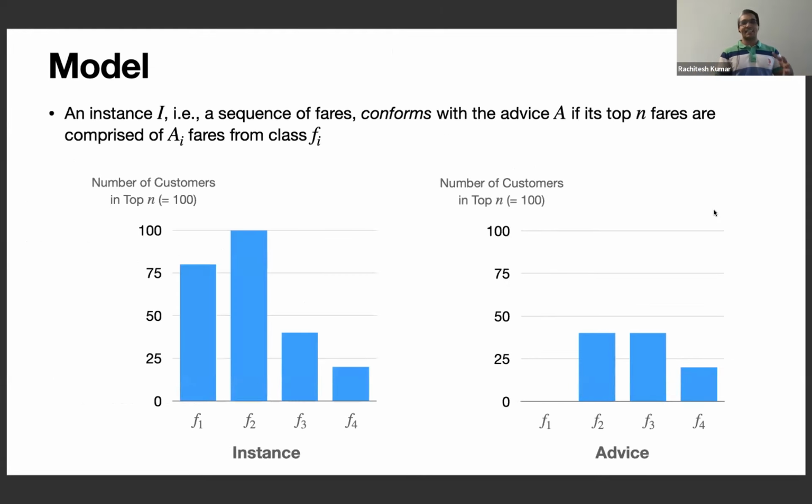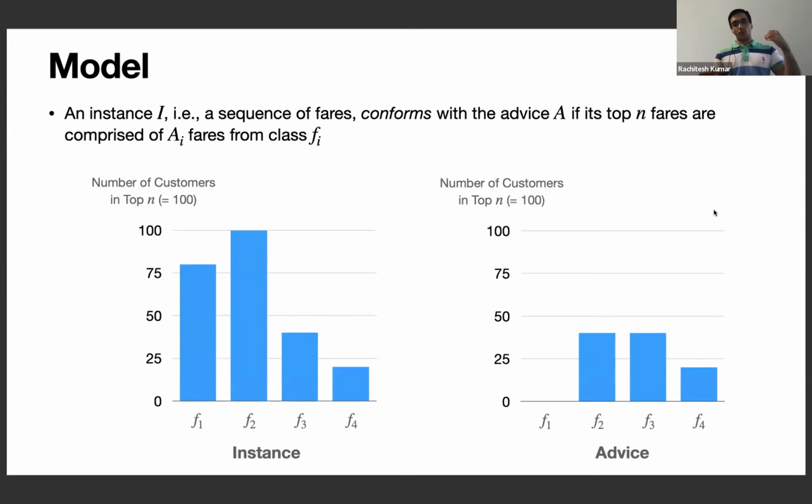More formally, we're going to say that an instance I conforms to advice A if its top n fares are exactly what the advice is saying they'd be. So its top n fares are A_i fares from class F_i. On the right, you have the advice that we just saw on the last slide. And on the left, here's an instance that conforms to this, right?